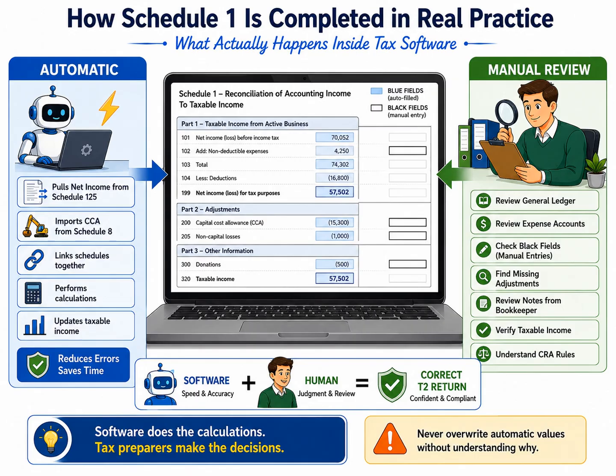One important rule to remember is never to overwrite an automatically calculated amount unless you fully understand why it needs to be changed. Automatic fields usually exist for a reason, and changing them without understanding the underlying calculation can create errors elsewhere in the return. In short, software performs the calculations, but tax professionals make the decisions. Combining both technology and professional judgment is what leads to an accurate and compliant T2 corporate tax return.